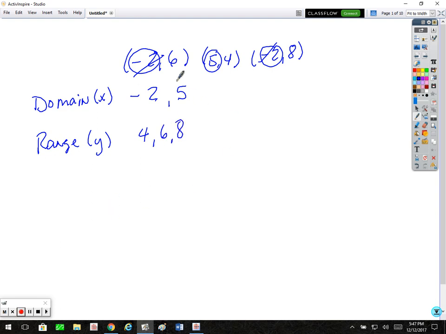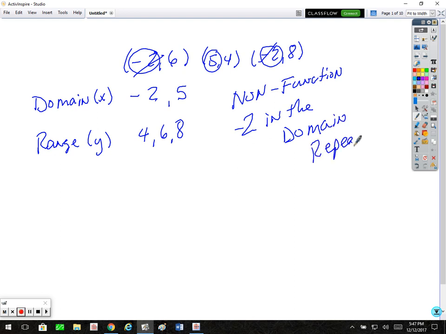Well, if I look, I have three ordered pairs, but I only have two numbers in the domain. That lets me know that something is repeating. In this case, the -2 repeats, so this one would be a non-function. And remember, when we tell someone it's a non-function, we want to tell them why, because the -2 in the domain is repeating. Okay? So that lets me know that this is a non-function.